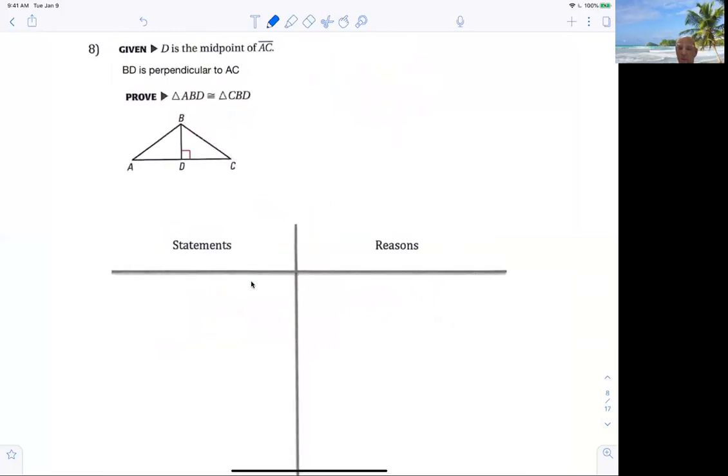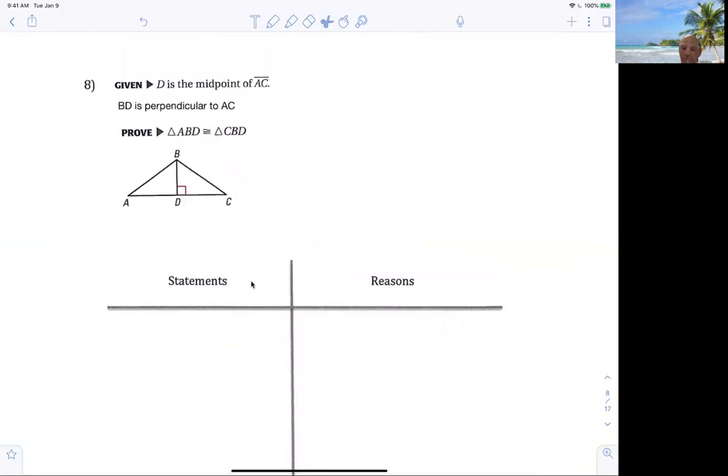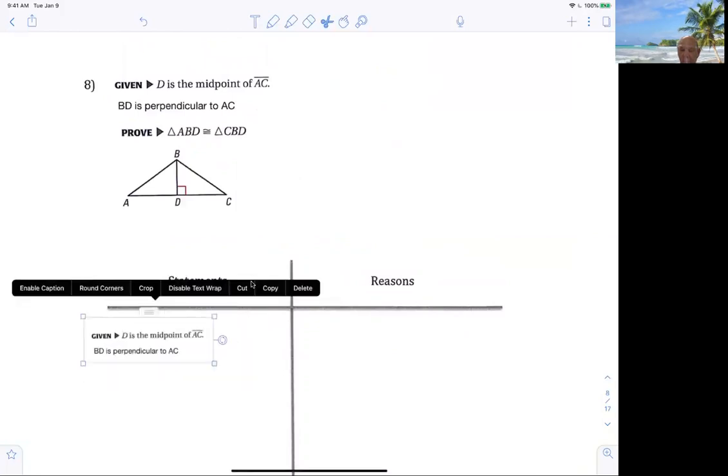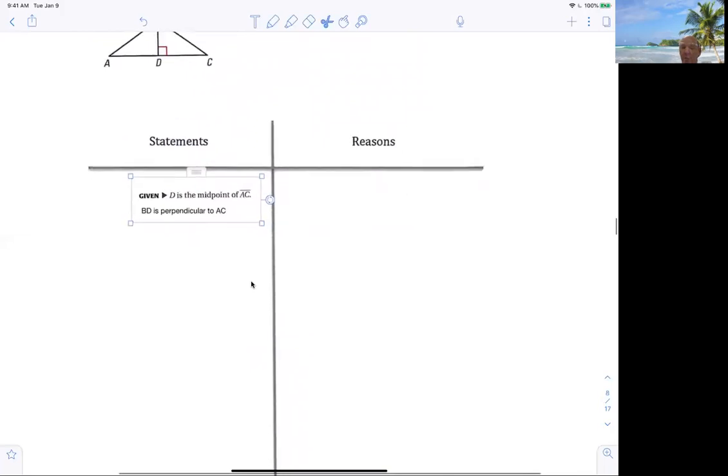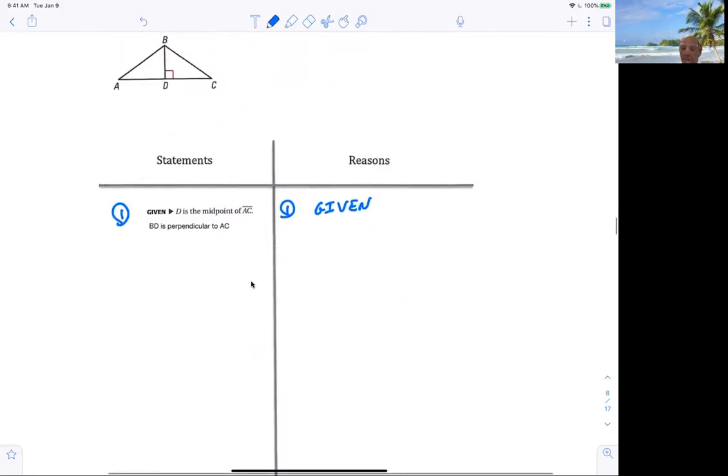All right, D is the midpoint of AC and BD is perpendicular to AC. All right, here we go. Let's just grab it. All right, now come on, guys. I don't want the same people. If you haven't said something, your job is to speak up. I don't want to be annoying. All right, speak up if you haven't said something. All right, no, I'm not going to let you say given. All right, everybody's got that.